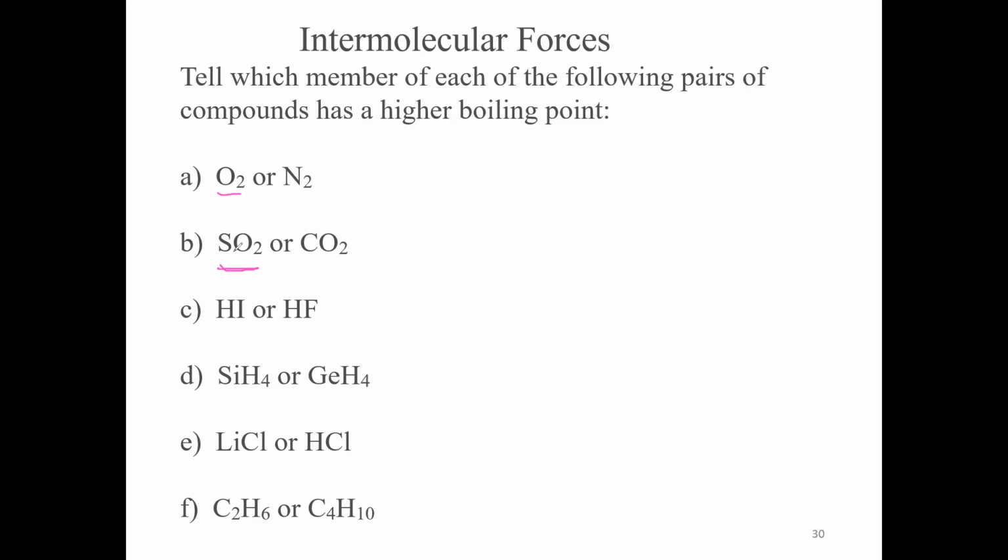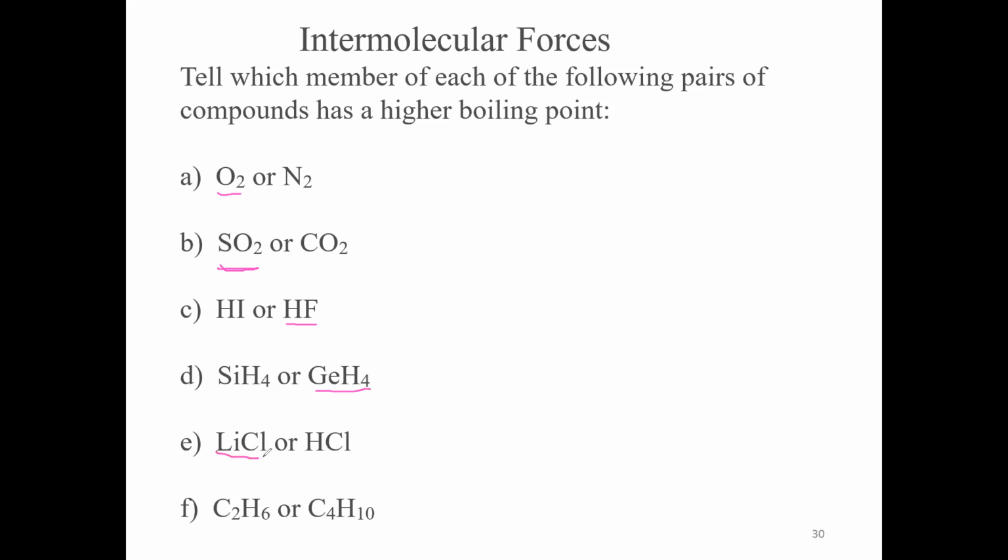And then with the third one, HI versus HF, if we only focused on the dispersion force, we'd expect hydrogen iodide. But since we've got hydrogen bonding there, we'd expect the hydrogen fluoride to have a higher boiling point. And then with the next one, these are going to both be nonpolar just because they'll have the tetrahedral structure. But with germanium hydride, we're going to have a larger central atom there with germanium versus silicon. So we'll see the higher boiling point because of it.